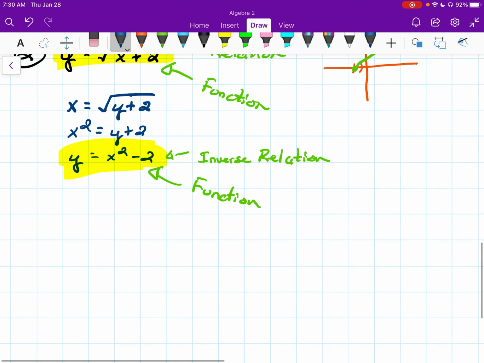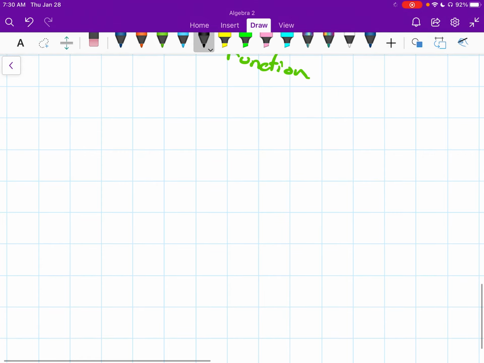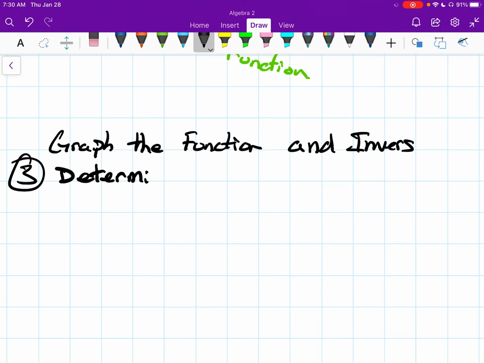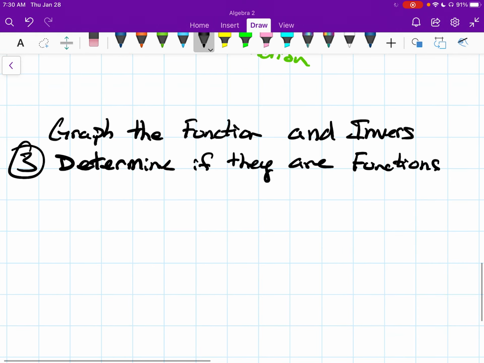So let's look at that more and look at number 3. Number 3, we're supposed to graph the function and its inverse. And then we're also supposed to determine if they are functions. All right, so our original is y equals x squared plus 3.